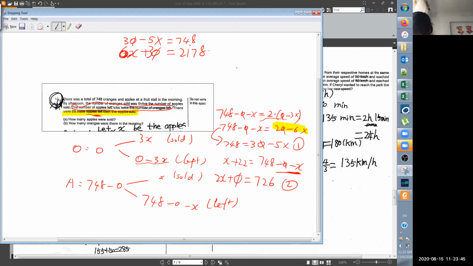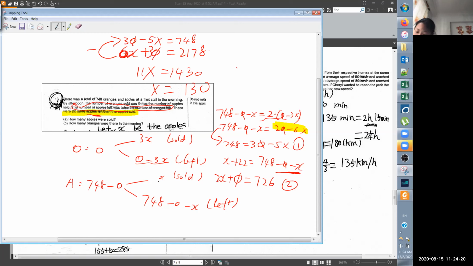2178. Now everything is good. So what you do here is you take this, you minus this. So 6x minus 5x is 11x. 3o minus 3o, o is gone. 2178 minus 748 is 1430. So x is equal to 1430 divided by 11, which is 130. So once 130 is x.